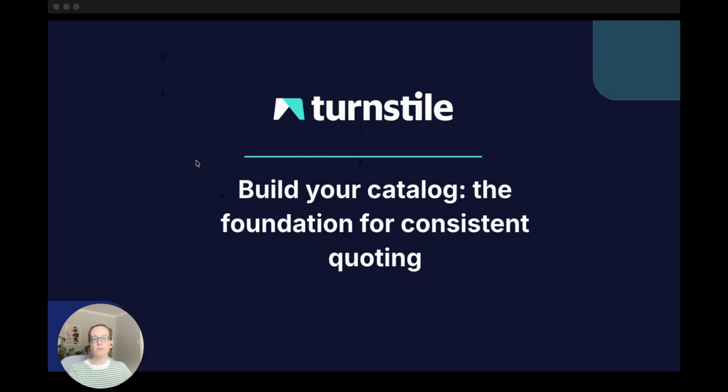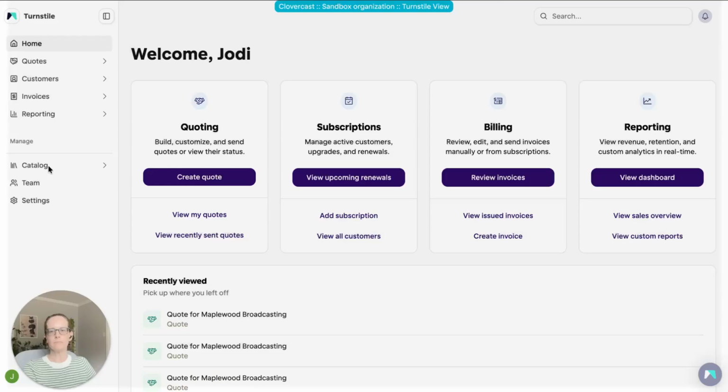In this video, we'll explore the Turnstile catalog. Every time your team builds a quote from scratch, they're re-entering the same products, pricing, and terms, and that repetition is one of the most common sources of quoting errors. The Turnstile catalog solves that. It's a central library where you define your products, billable metrics, terms, and quote templates once, then package them into plans your team can pull into any quote in seconds.